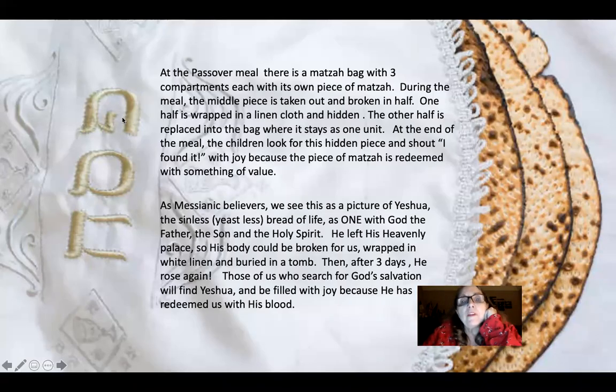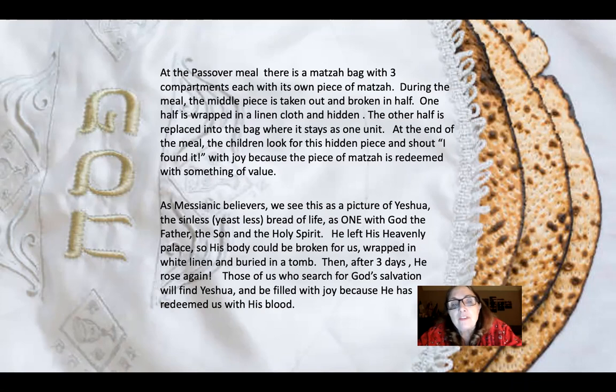So at the Passover meal, there is a matzah bag with 3 compartments each. Now, this is Jewish tradition, so we're not talking about Messianic tradition. At the Passover meal, there is a matzah bag with 3 compartments, each with its own piece of matzah. So you have 3 pieces of matzah. They're all separated and have their own little compartment. During the meal, the middle piece is taken out and broken in half. One half is wrapped in a linen cloth and hidden.